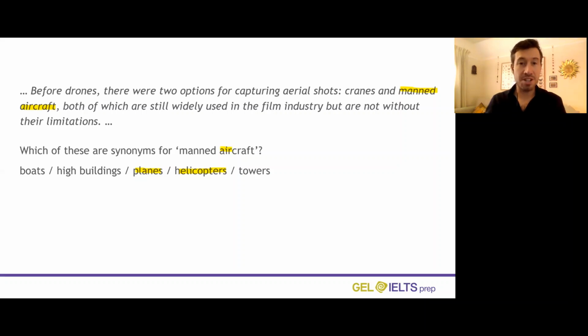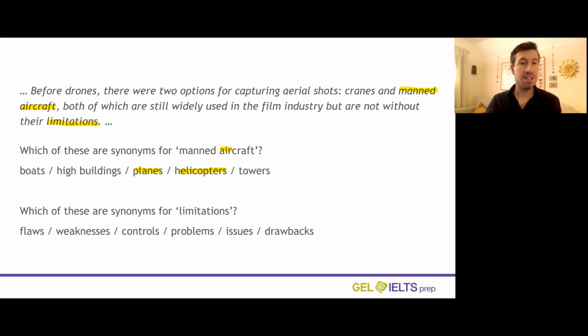Now look at question 2 below the video and find which of these are synonyms for the word "limitations". We can see the word here at the end of this sentence. Is it flaws, weaknesses, controls, problems, issues, or drawbacks? Again, I'll give you 10 to 15 seconds to try that.